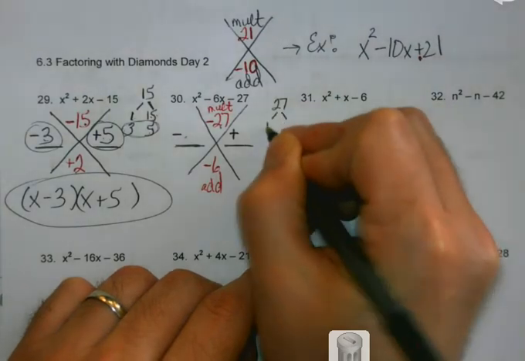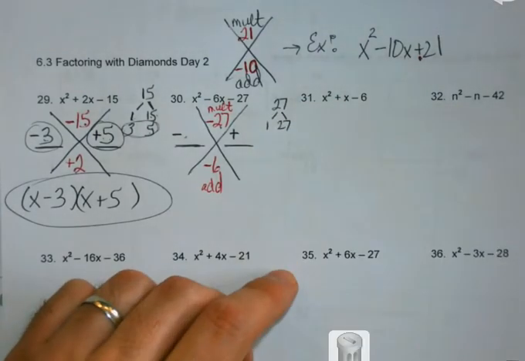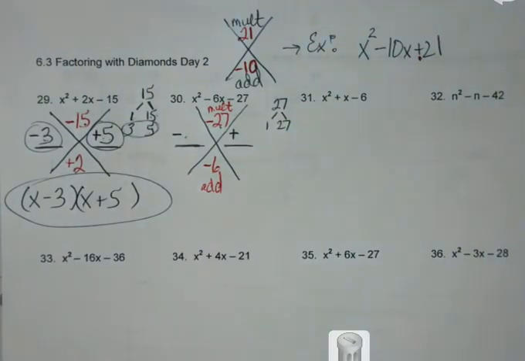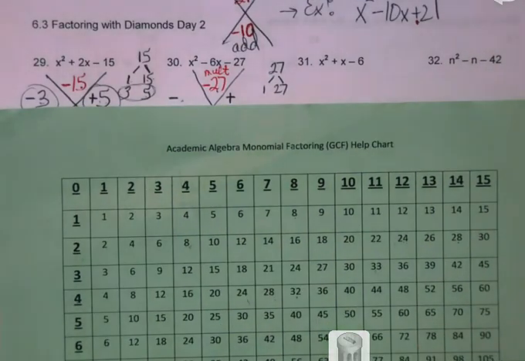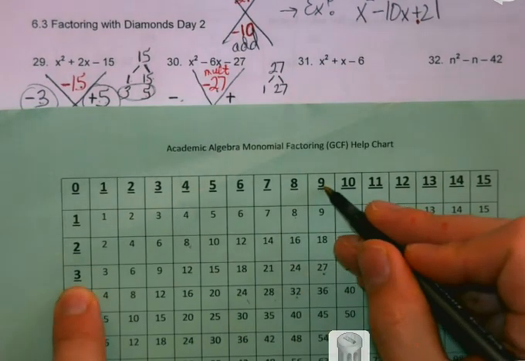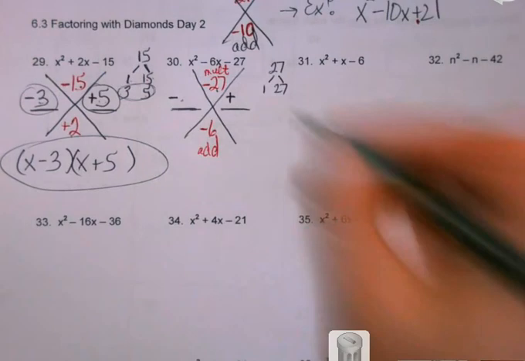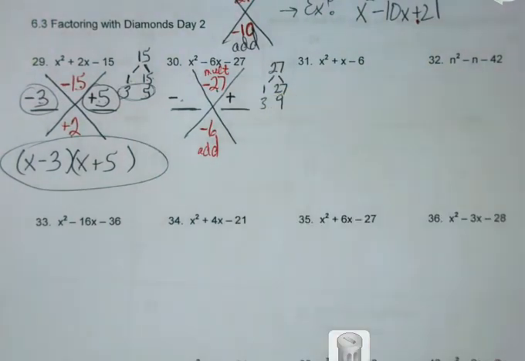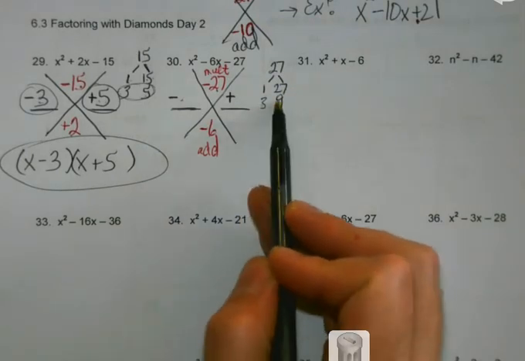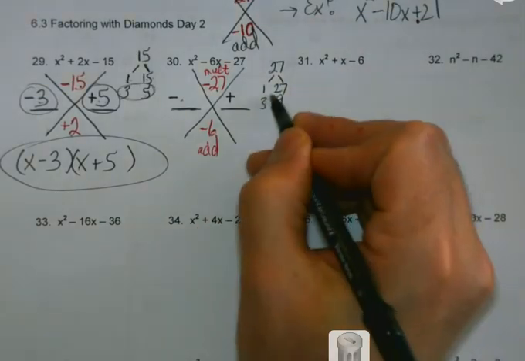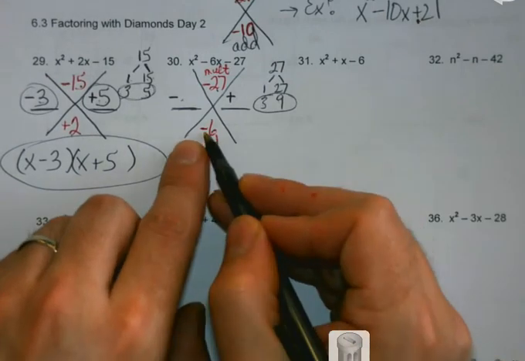So 27, I'll always start with 1 in the number. What else can I multiply to get 27? 3 and 9, good. And if I wasn't sure of that, I could always find 27 in my chart, and if I follow that to the edges, well, 3 times 9. Okay, so 3 and 9. I need to be able to add or subtract to get to 6. 1 and 27, that isn't going to work. Can I make 3 and 9 get to 6? I think so. And we already said the bigger number has to be negative.